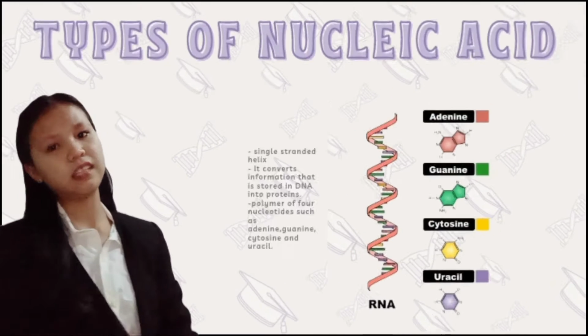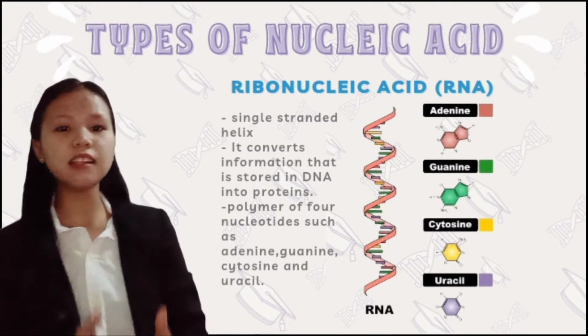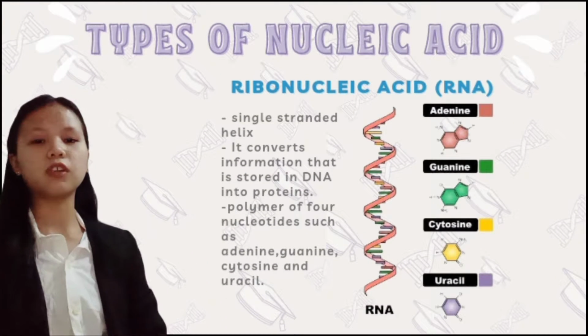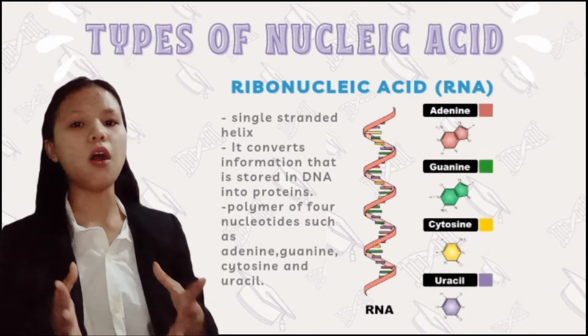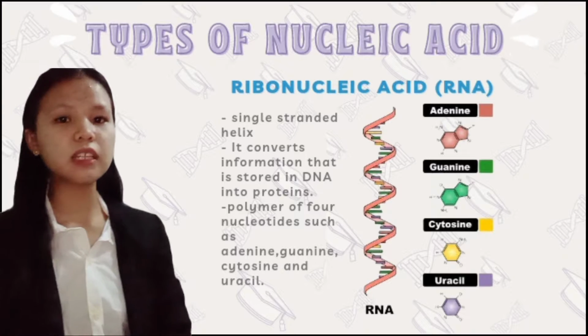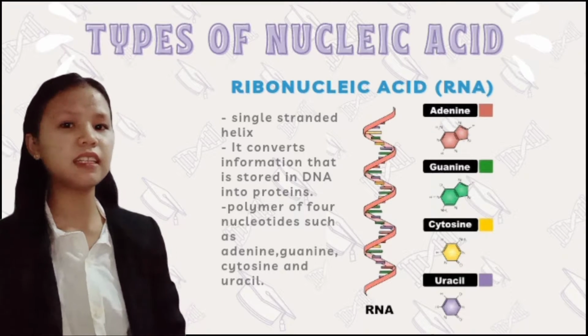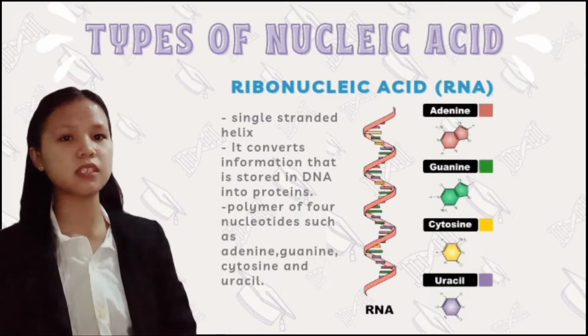So let's move on to RNA. RNA is a single-stranded helix. It converts information that is stored in DNA into proteins. RNA is a polymer of four nucleotides: adenine, guanine, cytosine, and uracil.